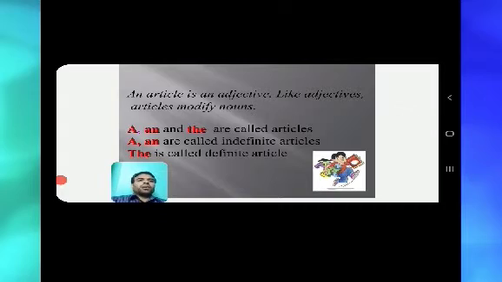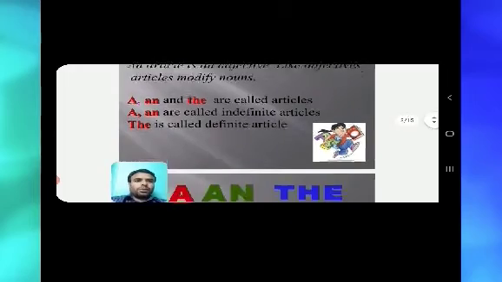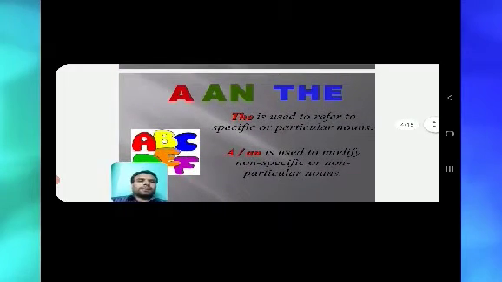Here, children, you see the definition of an article. An article is an adjective. Like adjectives, articles modify nouns. Yes, as an adjective, what does it do? It modifies a noun. So like that, here a, an, and the are called articles. A and an are called indefinite articles. The is called a definite article, as I have already told you. Now let's move to the next.